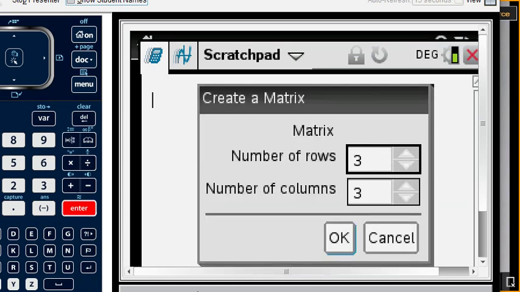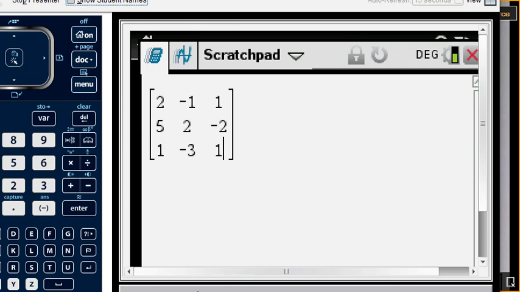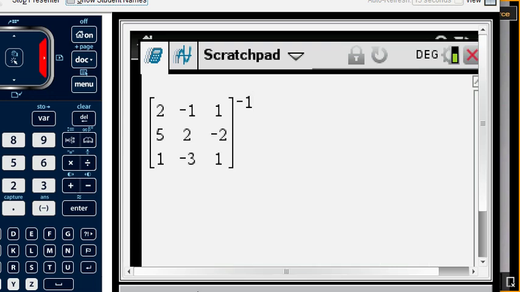We want a 3 by 3. Then I'm going to enter it in. I like to hit the tab button so I don't have to move the other stuff around each time. So I go 2, tab, negative 1, tab, 1, tab. 5 tab, 2 tab, negative 2 tab. 1 tab, negative 3 tab, 1. Then I move to the outside. I hit the little funky button that is next to x squared. It looks like a little caret, I guess. And I put negative 1. Make sure you move to the side so it's the big flashing one so you don't mess it up.